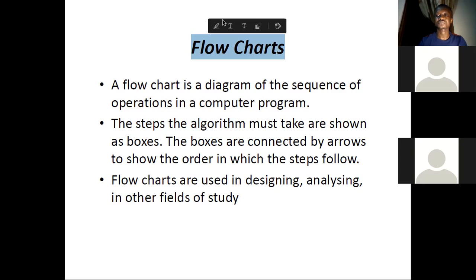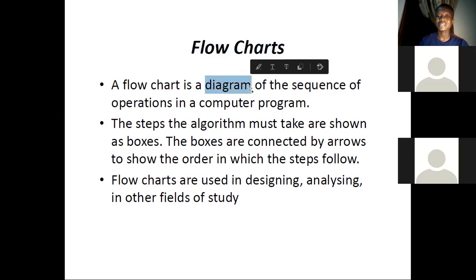All right, so a flowchart is a diagram of the sequence of operations in a computer program. So it's a diagram. The focus is a diagram. The steps the algorithm must take are shown as boxes. So we're going to use boxes to represent the steps. The boxes are connected by arrows to show the order in which the steps should flow.